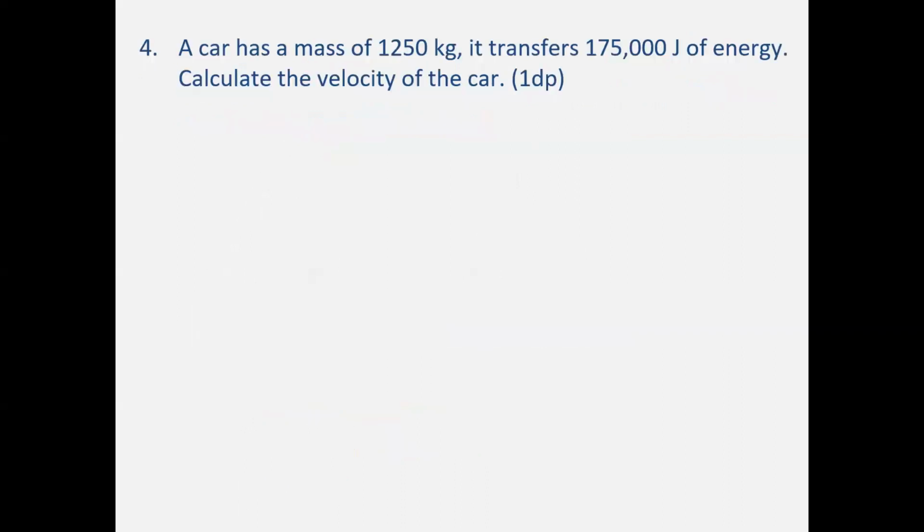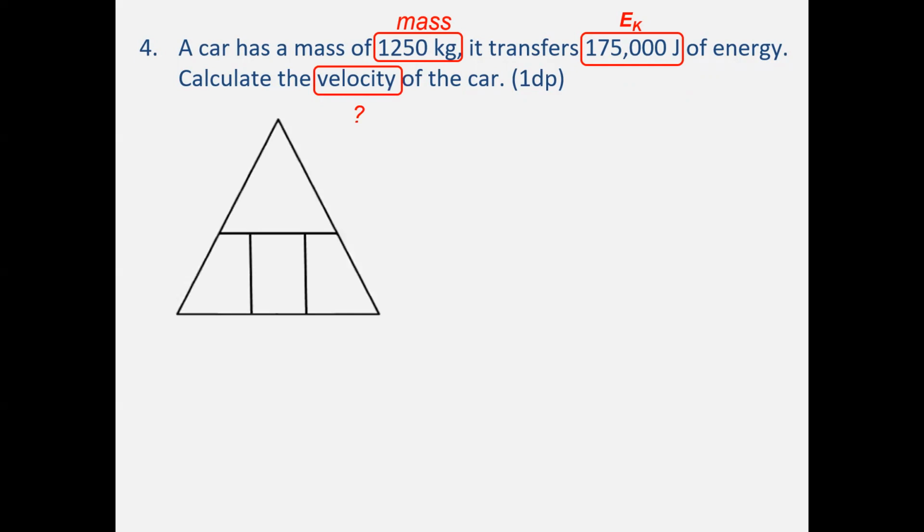Right, question 4. A car has a mass of 1,250 kilograms. It transfers 175,000 joules of energy. Calculate the velocity of the car, but to 1 decimal place. So again, you dissect the question. They've given you a mass of 1,250 kilograms. They've given you the kinetic energy of 175,000 joules. This question is asking you to calculate the velocity.